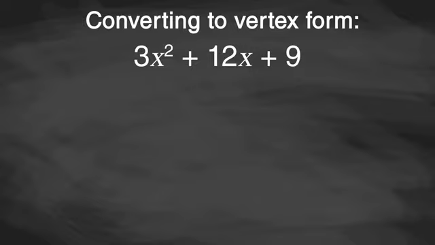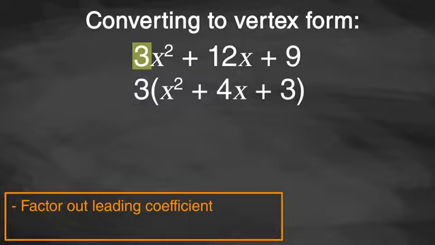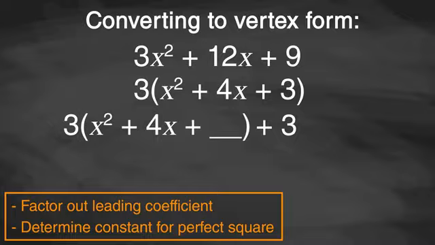When converting to vertex form, the first thing you need to do is factor out the coefficient of the quadratic term. We would factor out 3 from every term. The next step is to determine what value is necessary to make the quantity inside the parentheses a perfect square trinomial. Let's add a new constant to the first two terms that would make a perfect square.